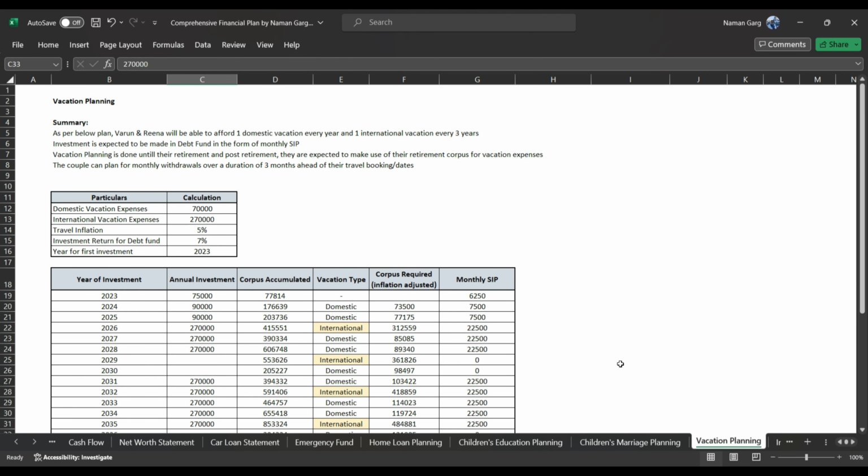Moving on to the vacation planning. This goal will vary from client to client and hence it will be customized as per your requirements. Be it for a domestic or international vacation, I will help you to save for your vacations well in advance.